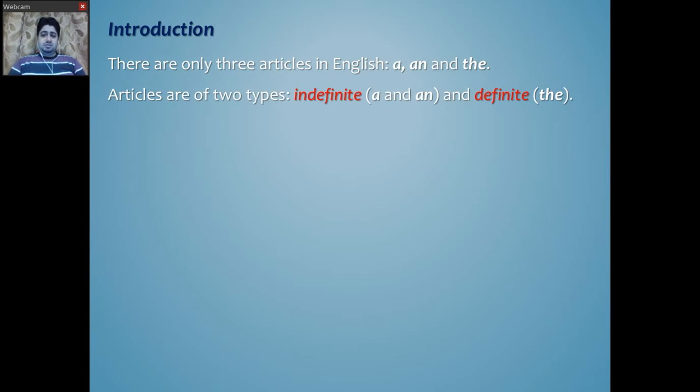So let's get started. Actually, we have three articles in English. They are a and an, the indefinite articles, and the as a definite article. So you see we have two types of articles, definite and indefinite. Alright, let's see the indefinite articles a and an.